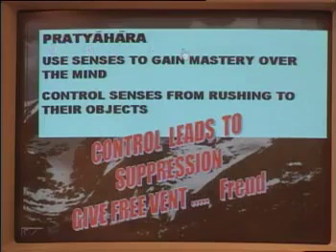Pratyahara is composed of two words, prati and ahara. It is to deny the senses of their food. Their demand has to be controlled, and thereby we will be able to gain mastery and control over the mind. Use senses to gain mastery over the mind, that is Pratyahara. Control the senses from rushing towards their object, that is the essence of Pratyahara.